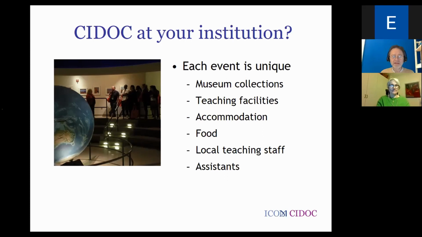We need to have access to some museum collections. We use the museum collections as an example while we're teaching, and we refer to specific examples, specific case studies from the local collections, and that's very important. You need to have teaching facilities. Basically, that means a room with a projector and so on, just very basic accommodation, suitable for a teaching environment, somewhere where people can concentrate.